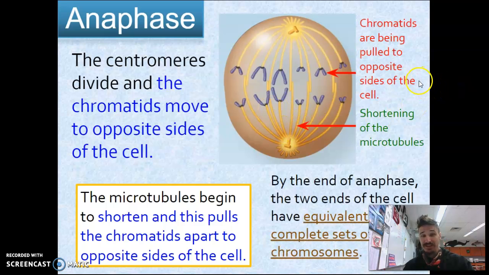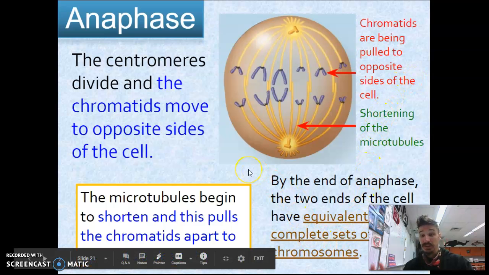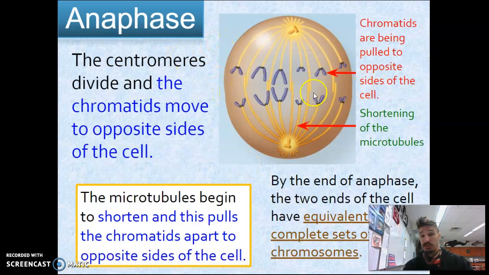And by the end of anaphase, the 2 ends of the cell should have equivalent and complete sets of chromosomes, right? So if this is a human animal cell, there'd be 46 of these duplicated chromosomes. Half of each chromosome would go to each end of the cell. So each end of the cell would have 46 chromosomes in it.